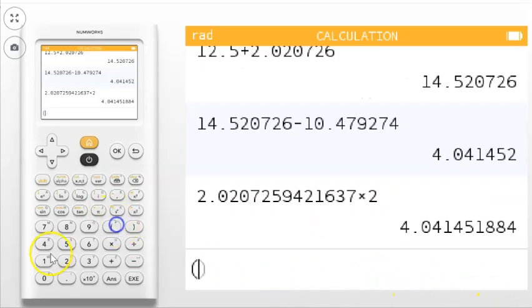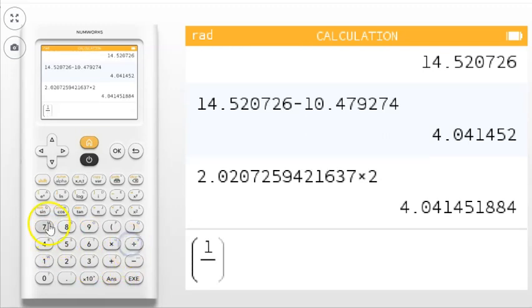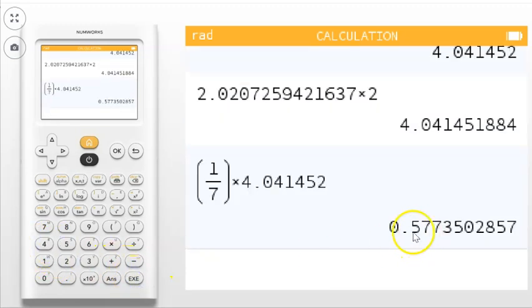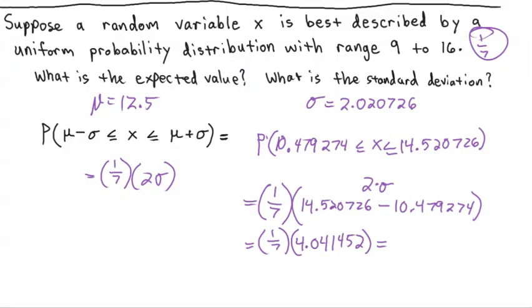We'll do 1 divided by 7, close parenthesis, times 4.041452. And what we get is 0.57735. Okay? And so now this is everything that you have to be able to do. And what we're going to do right now is move on to an example where we do the whole thing in one shot.